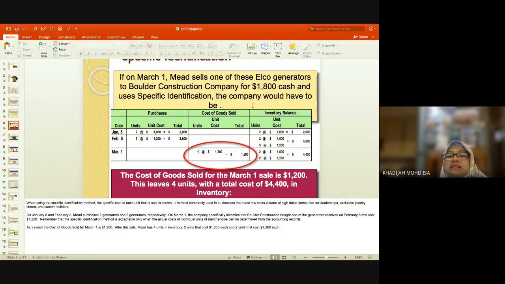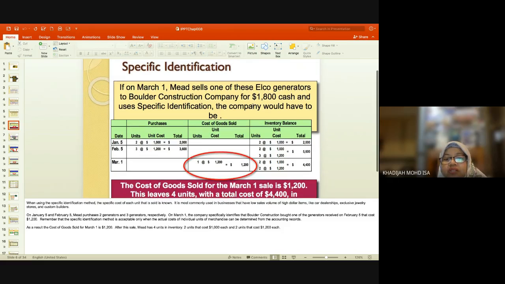Right? And then in this case, it says that the company uses specific identification. They say that, okay, you sell the one that costs you 1,200. So your cost of goods sold must be the one that costs 1,200. So you must take out from that particular inventory.